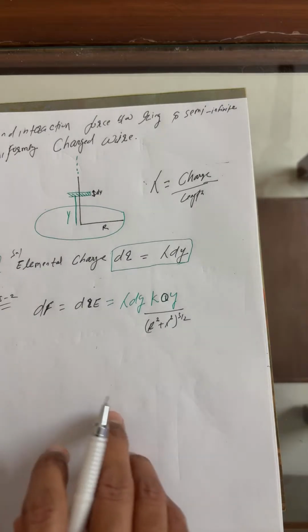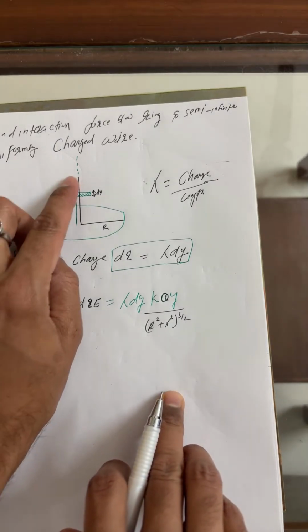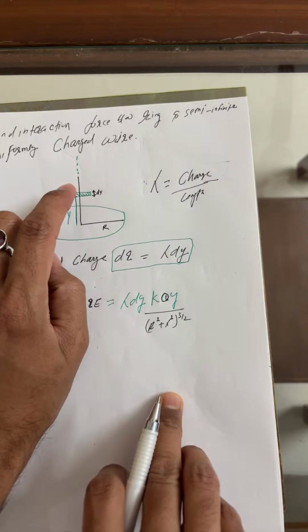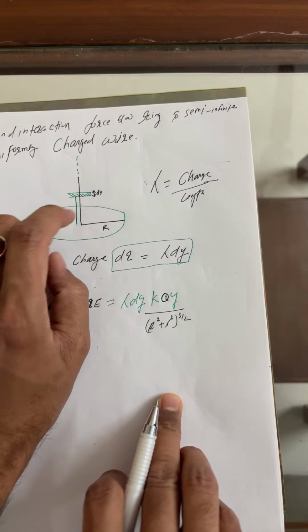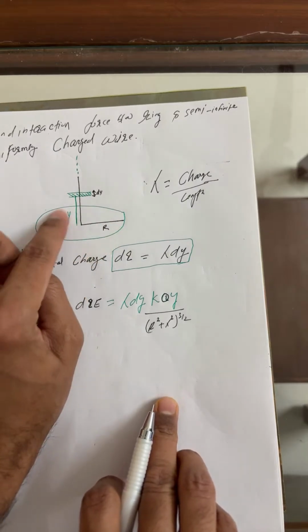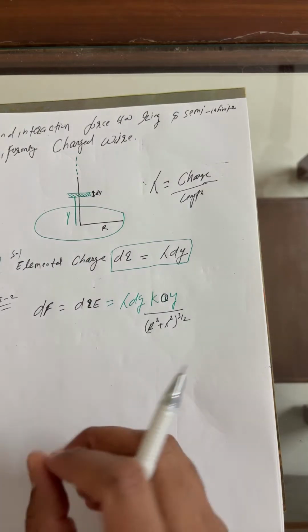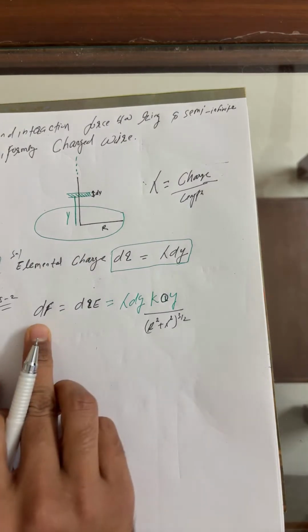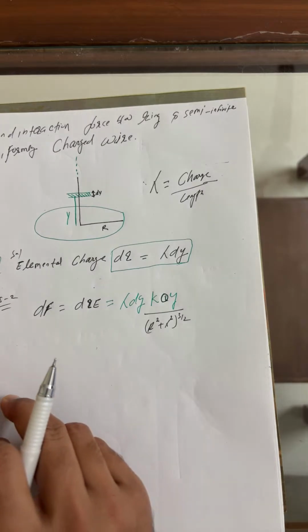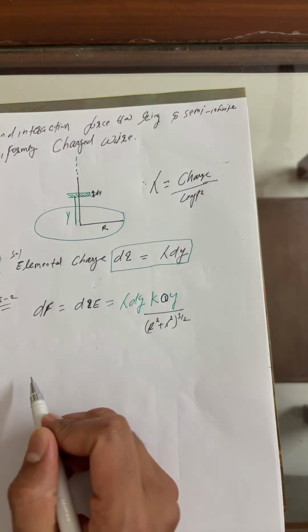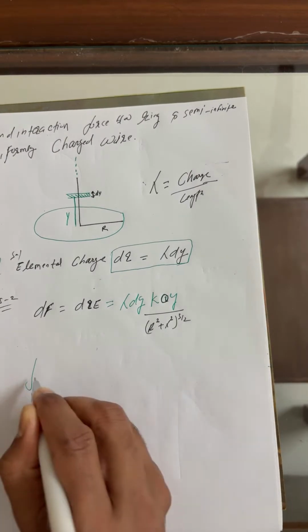But we wish to find the force on this uniformly charged semi-infinite wire due to the ring, the complete force F. To get the answer F, we have to apply the concept of integration, my dear. Right? So just do it.